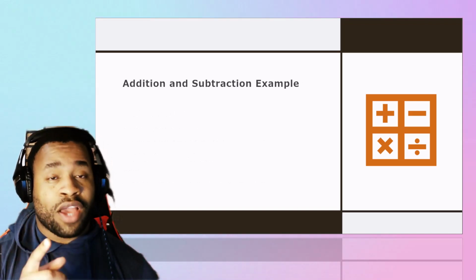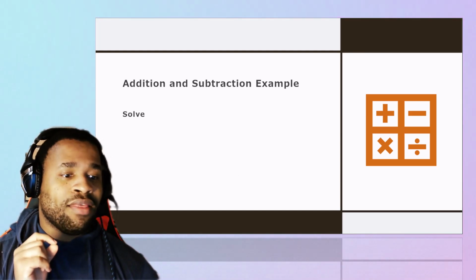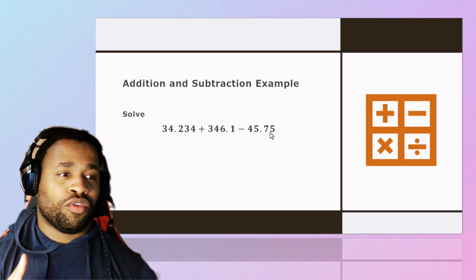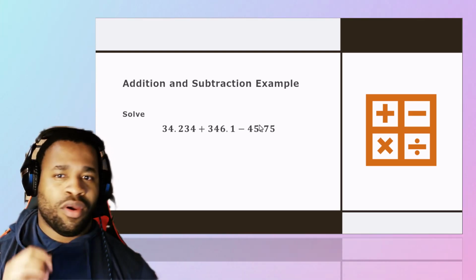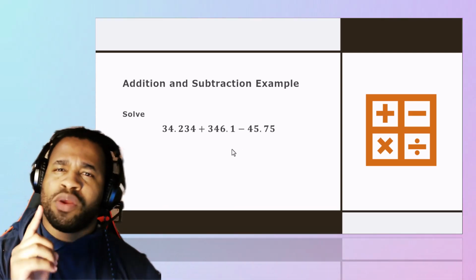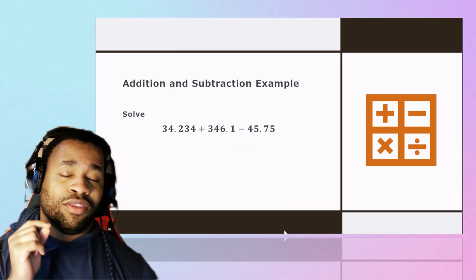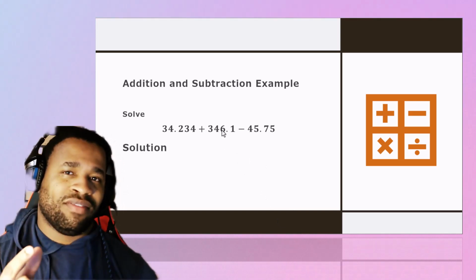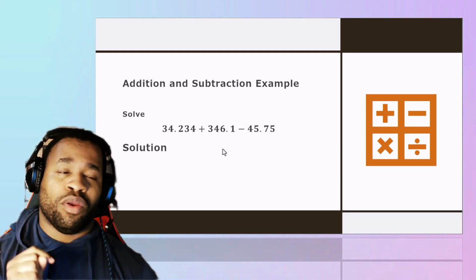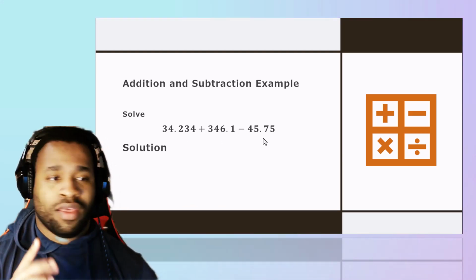For the example here, we're asked to solve the following, where we are going to add this particular decimal number to this decimal number, and from our result we're going to subtract this decimal number. What do we notice here? First, when you're adding and subtracting, we need to remember what the rule for addition and subtraction says. The rule states that the number that has the least number of significant digits after the decimal point is what we're looking for. This one has 3 significant digits after the decimal point. This one has 1. This one has 2.